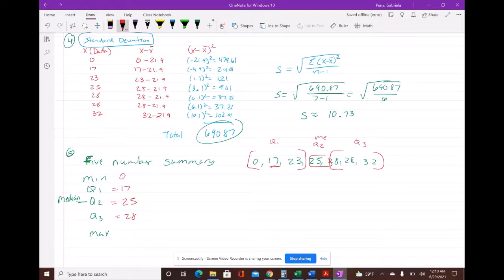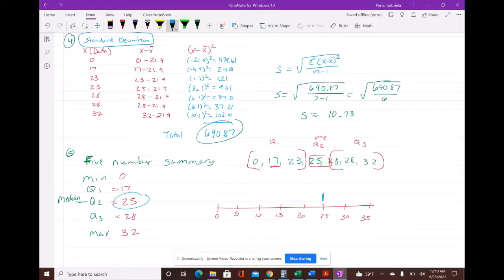My minimum number is 0. My max is 32. Then they're going to ask us to do a box and whisker. 0, 5, 10, 15, 20, 25, 30, 35. So we're going to start off with the center, which is 25.